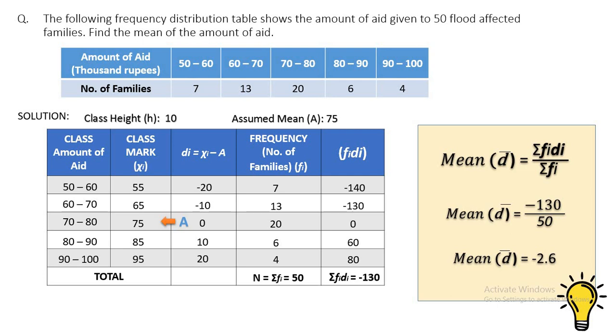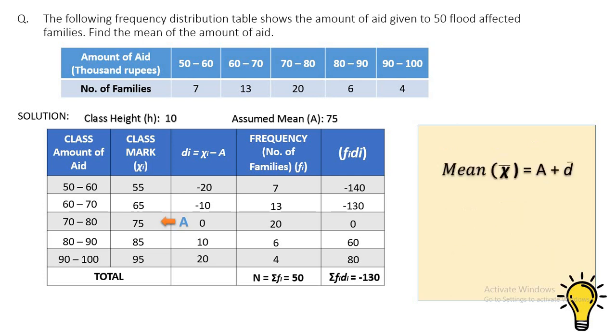We have to find out the mean of the amount of aid. So we have to take the formula of mean from the assumed mean method. What was the formula? The formula was very simple. It is the assumed mean plus the mean deviation which we have just now calculated. So what was the assumed mean? 75 we assumed, and the calculated D bar, or mean of deviation, was minus 2.6. Once you add, you get the value 72.4.